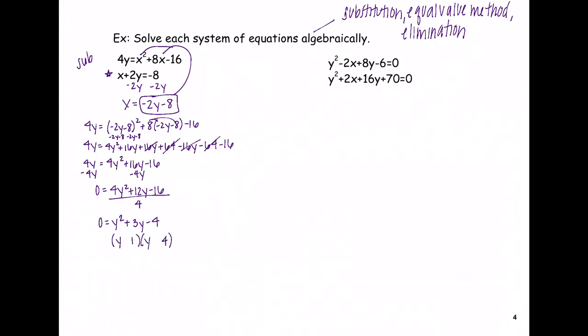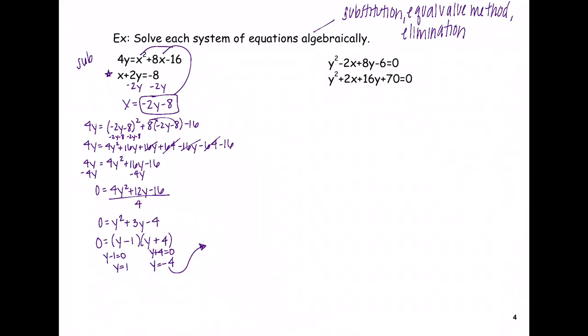4 and 1, I want my 4 to be positive, my 1 to be negative. When I use the zero product property, set y minus 1 equal to 0, I know y equals positive 1. y plus 4 equals 0, I know y equals negative 4. So we've now found two y's, so we need to plug those y's back in separately to solve for x to figure out the ordered pair of where these intersect.